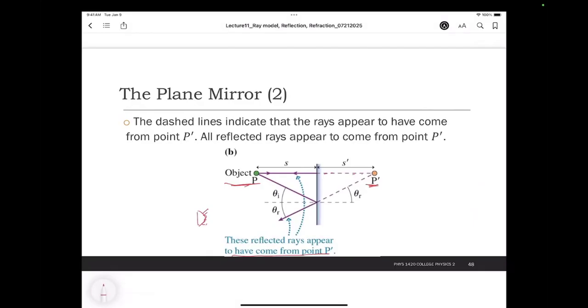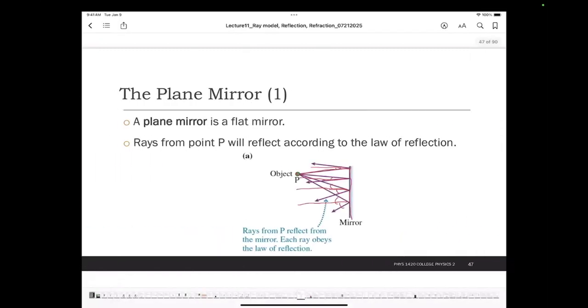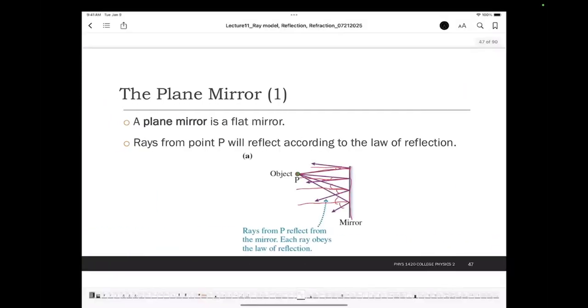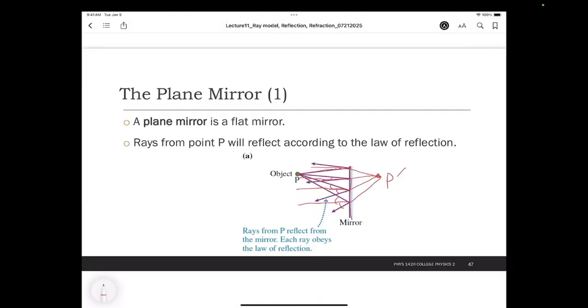All reflected rays appear to come from P dot, which means if you connect all the reflected rays here and here, you will see this is P dot. All reflected rays can be connected to one point. This point we call P dot.